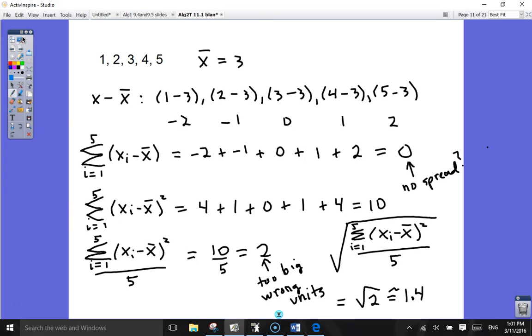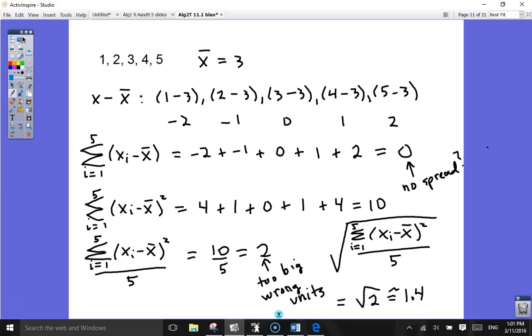The negatives are going to cancel the positives. You're going to get 0. Does that mean there's no spread to this data? Clearly, there's spread to the data. But if all I do is take the differences and then add them up, the positives are always going to cancel the negatives. Okay, so how can we fix that?